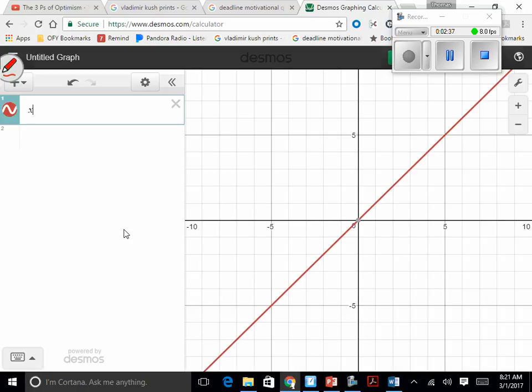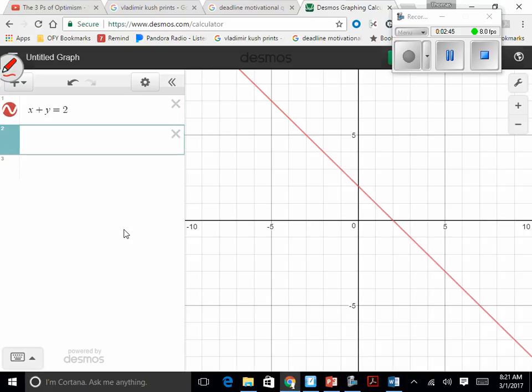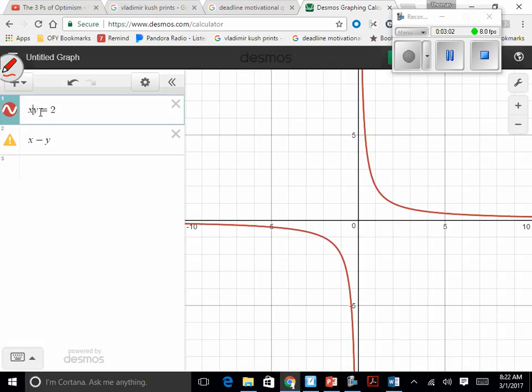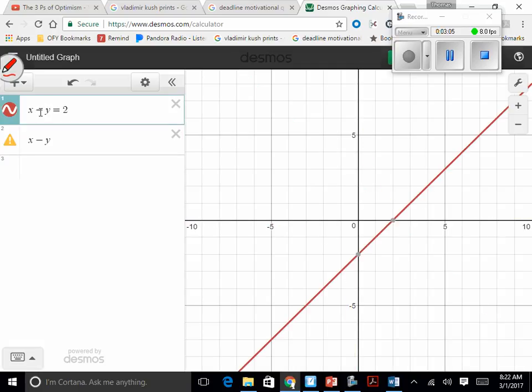X plus y equals 2. And the second one was x minus y. And that x minus y equaled what? Well, the top one was the minus and the bottom was the plus. All right. Let's back you up. X plus y equals 6.